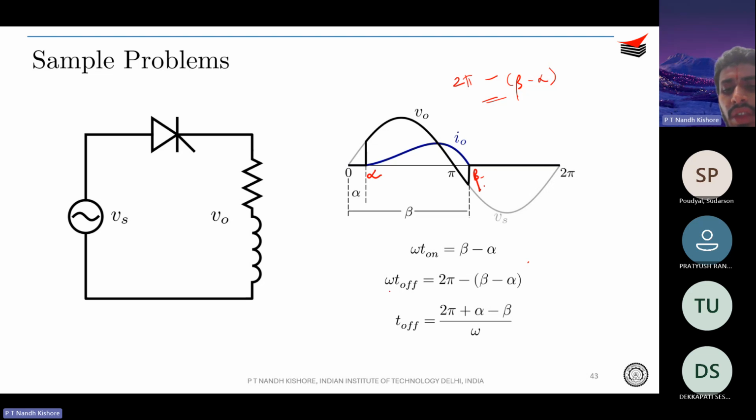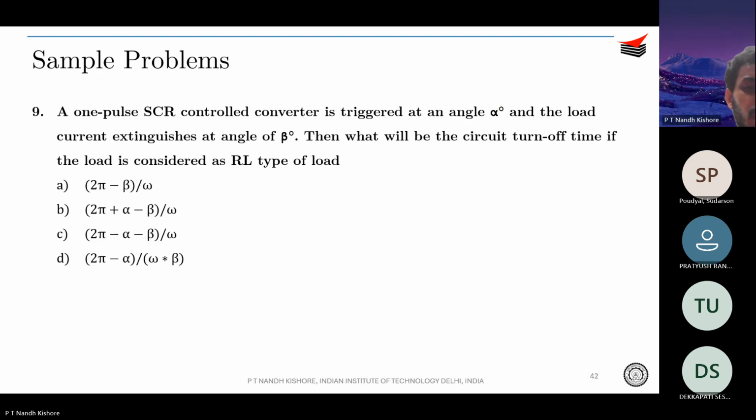And this is actually omega into t. This is the angle, right? The angle is omega into t. Okay, the angle is omega into t. Therefore, t is this by omega. Okay. So you will end up with this.